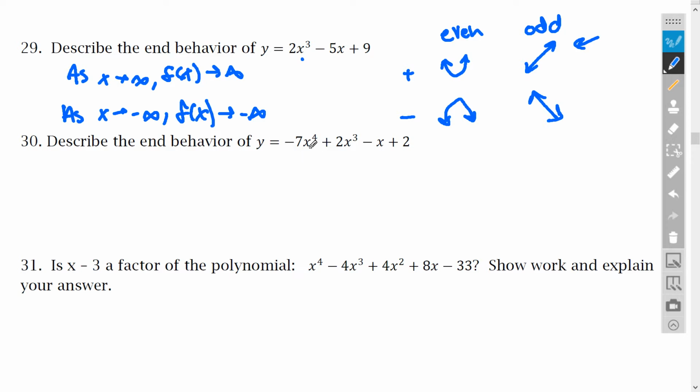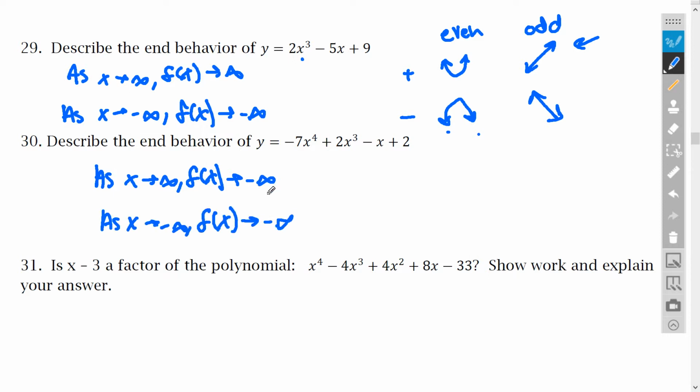Describe the end behavior here. Okay, so even with a negative leading coefficient. So that's actually this one. Both sides are going down. All right, because it's a negative leading coefficient, so the right side goes down. Even degree, so the left side does the same thing, so it also goes down. So as x goes to infinity, the function goes down, so negative infinity. And then on the left side, as x goes to negative infinity, the function also goes down, negative infinity.